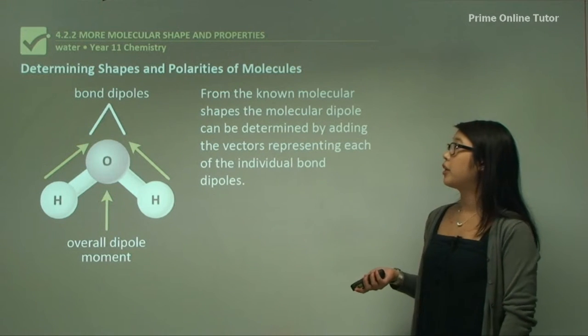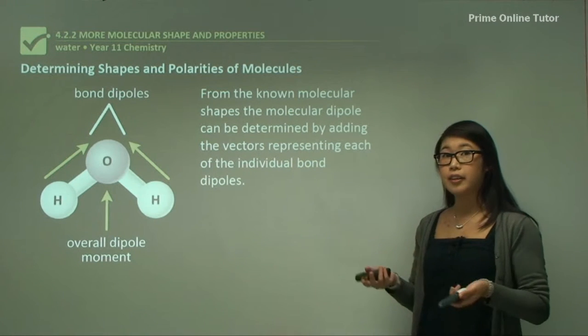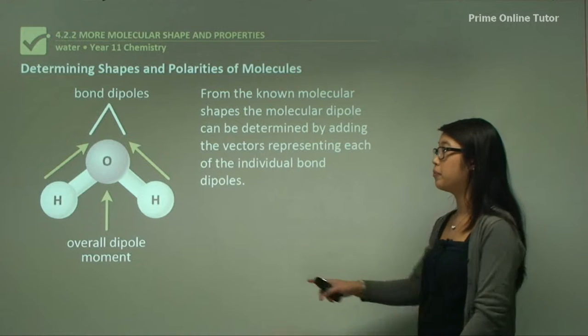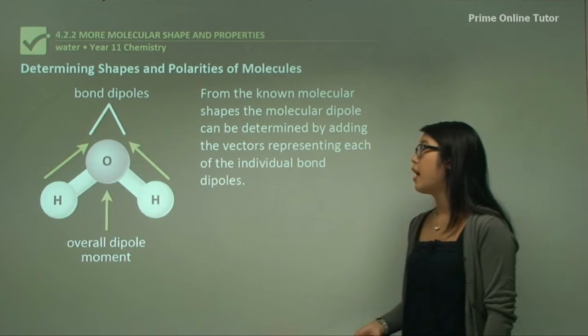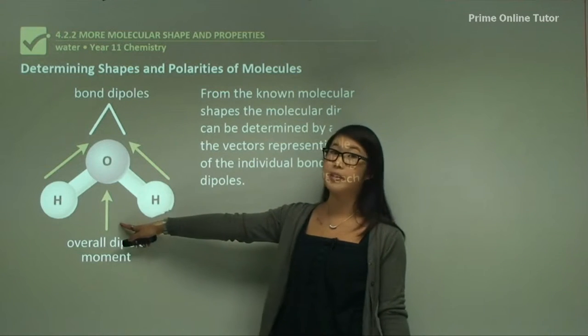So from the known molecular shapes of the molecules that we looked at before, we can add together the direction of the charges. With the arrows, we add them together, and this gives us the overall dipole on the molecule, which is represented by this arrow here.